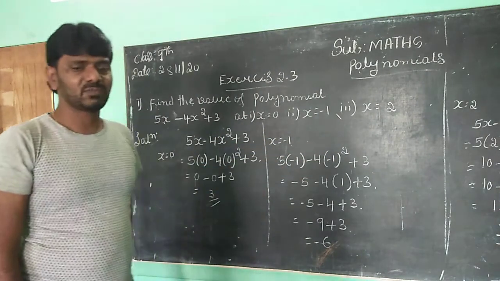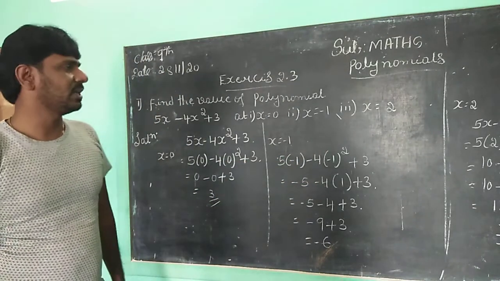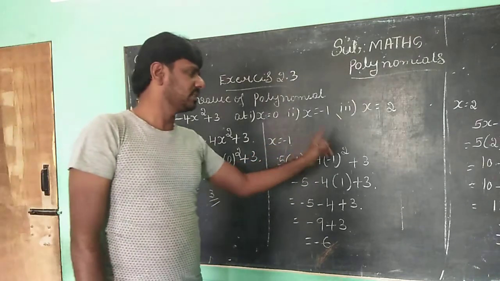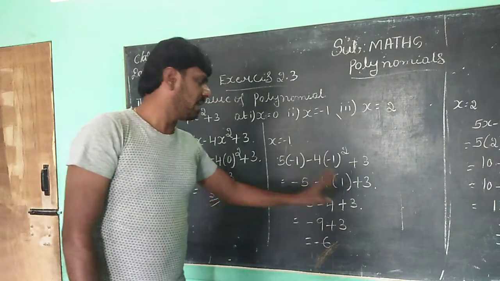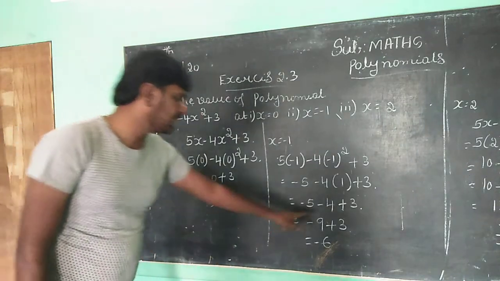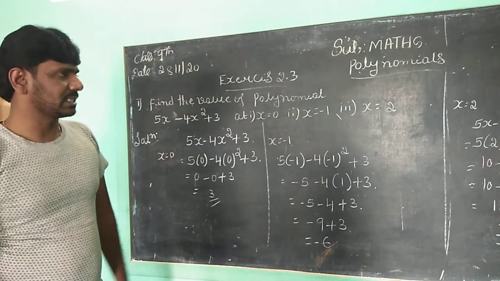Plus into minus, minus, 5 1s are 5. Minus 4 as it is. Minus 1 square is there. You want to multiply 2 times. Minus into minus is plus, 1 1s are 1, plus 3. Minus 5 minus 4 is minus 9, plus 3. Correct children? Minus 9 plus 3 is equal to minus 6.